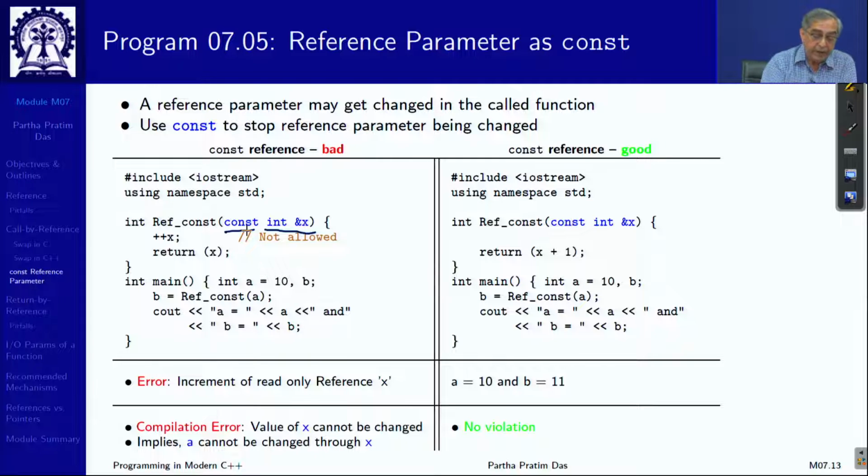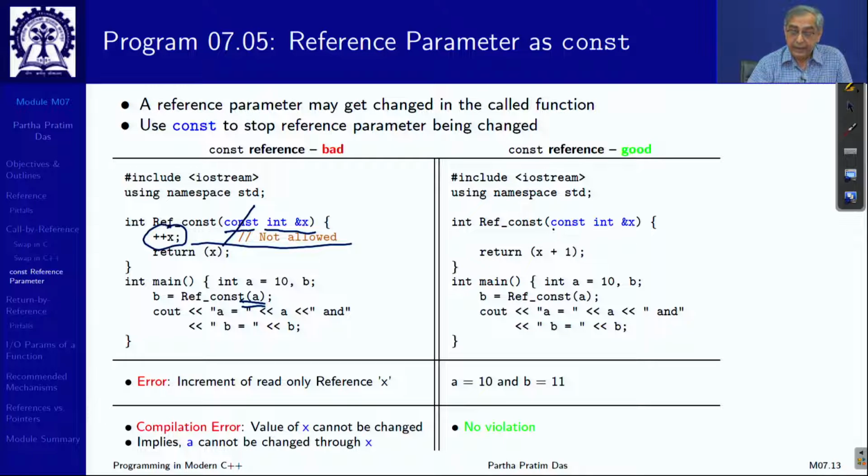Therefore, if I have this and I write plus plus x and then return x, this will not compile. It will say that x is a constant and you are not allowed to change x. So, you cannot do plus plus x because it will necessarily change x, which effectively will change a, would have changed a if the compiler would have allowed it, or if I did not give this const.